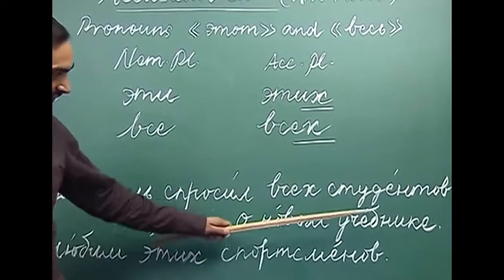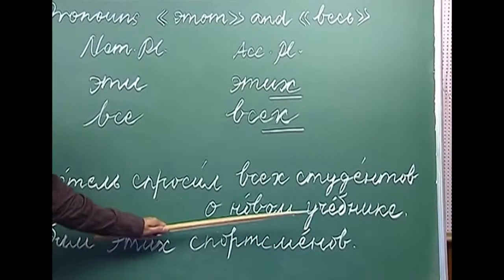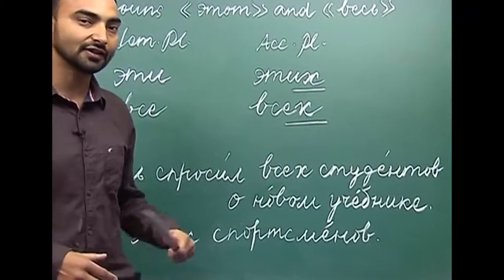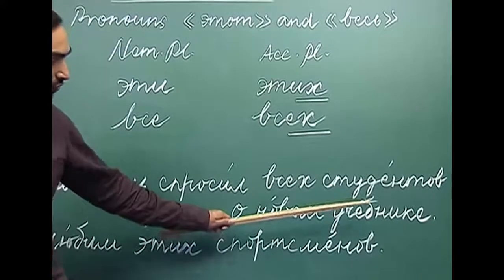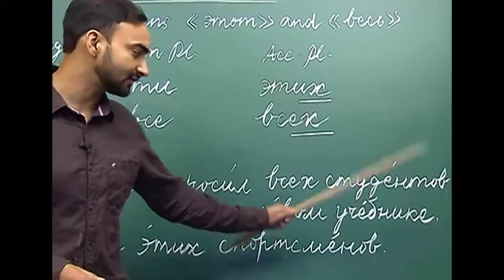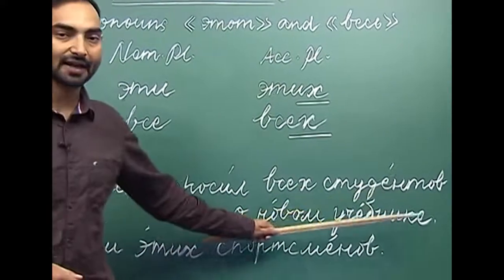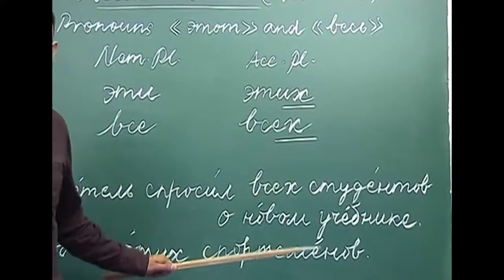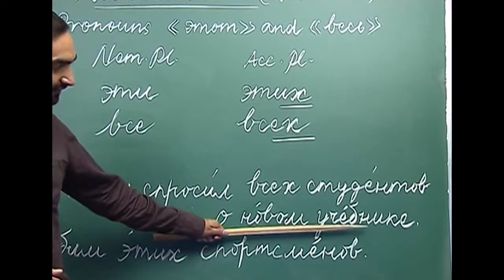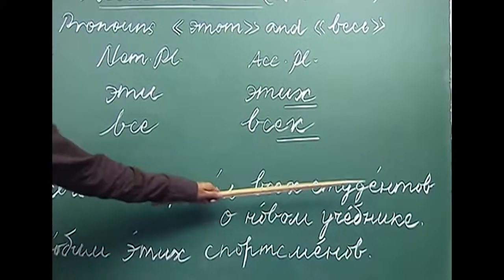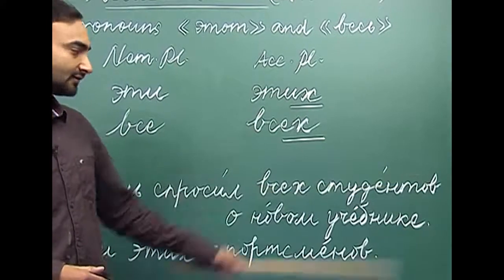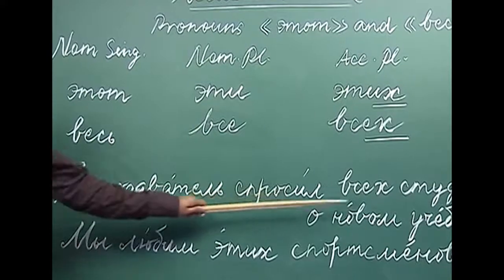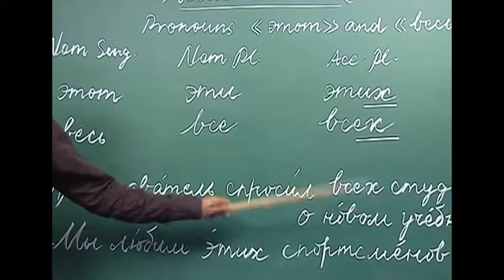So, this phrase о новом учебнике answers the question о чём? And how do we answer о чём? We use the noun in the prepositional case. So, here учебник has been used in the prepositional case. О новом учебнике, about the new book. So, the teacher asked all the students about the new book. Here о новом учебнике is in the prepositional case, всех студентов is in the accusative case and преподаватель is in the nominative case. So, three cases have been used in this sentence.